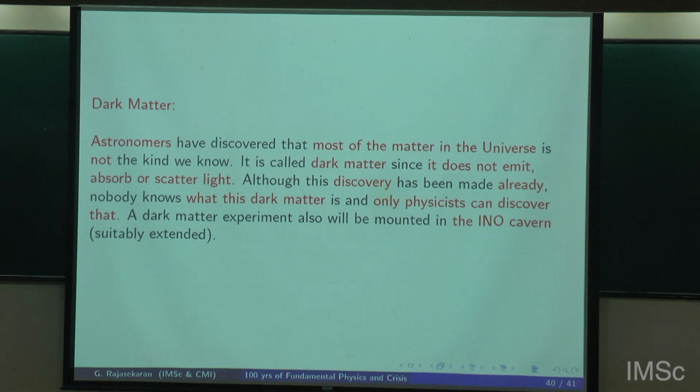Dark energy, we do not know. That may be the realm of gravity, so we may not be able to solve it until we have quantum gravity. But dark matter, if it is matter, then it is a realm of particle physics. We have to solve it. It is called dark matter because it does not emit, absorb, or scatter light. Although this discovery has been made already by astronomers through its gravitational interaction, nobody knows what this dark matter is, and only physicists can discover it. A dark matter experiment also hopefully will be mounted in the INO, suitably extended.